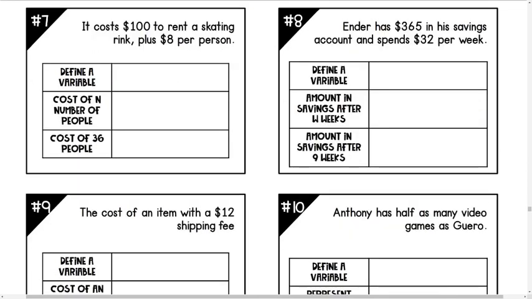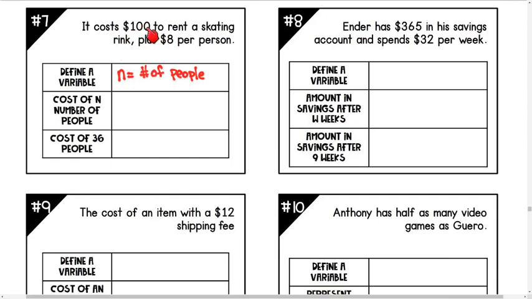Right, number 7. We take this information here, and it says it costs $100 to rent a skating rink, and it's $8 per person. So first off, defining our variable here, I think it's really important to define that we have the number of people that are going to be in this. So I have n equals the number of people.